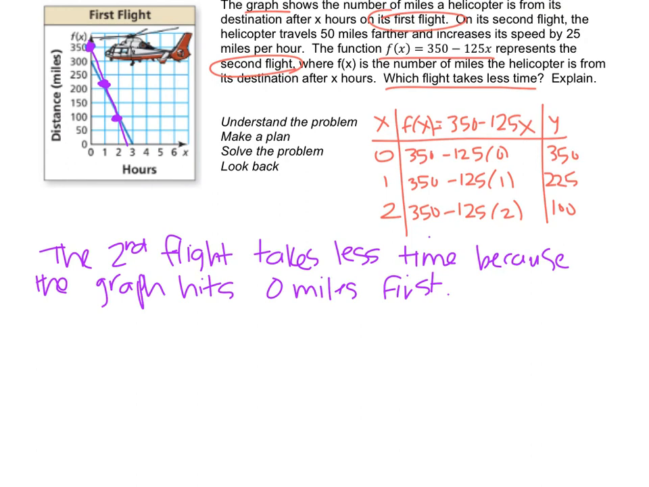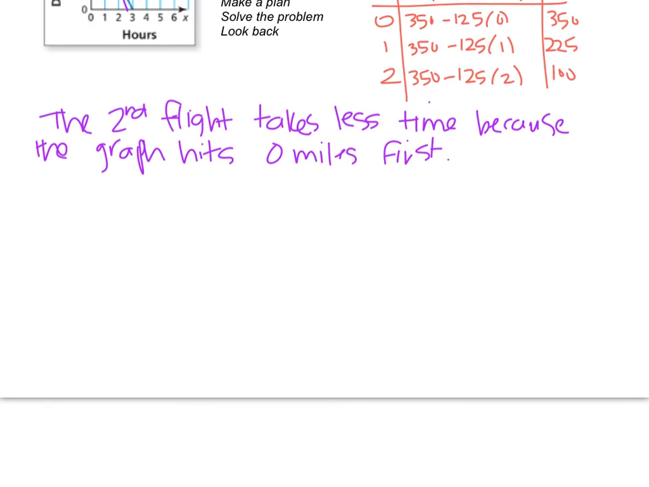What you can do to do step 4, which is to look back at the problem, you can actually calculate when it equals 0 miles. So you take the equation 0 equals 350 minus 125x, and several inverses later, you'll get that x equals 2.8. And so it would actually hit at 2.8 hours, which could be the way that you confirm that the second flight takes less than 3 hours. If you have any questions, write them down and ask me when you come to class.